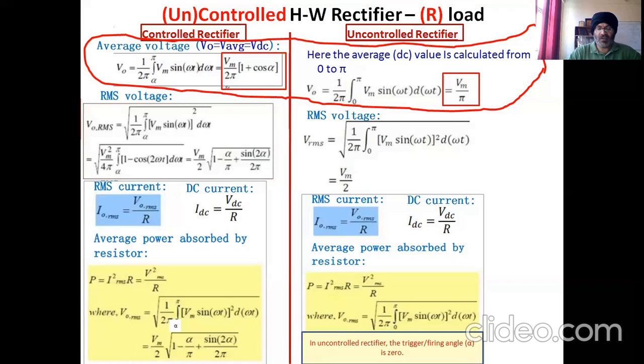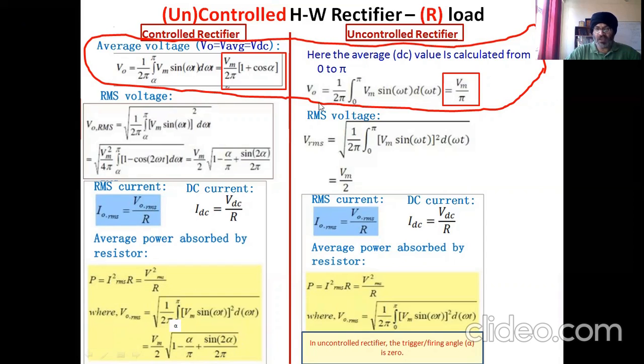All instances integrated together from alpha to pi, and dividing by the total time period, we get a mean, which is the average. That average value will be seen at the output, also called the DC value if we remove the ripples. At this moment, we are not talking about ripples, we are just calculating the actual average value. After solving this integral, we get the value Vm by 2 pi times (1 plus cos alpha).